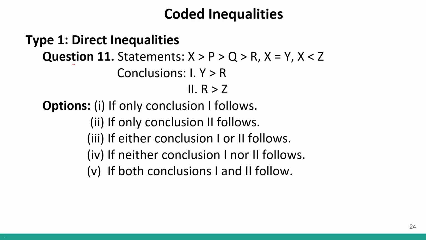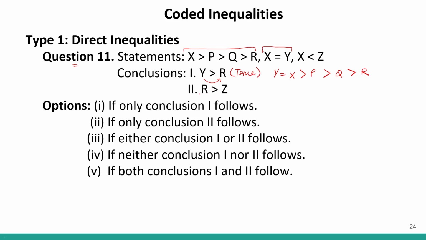Coming to question number 11. Statement and conclusions. First statement says that Y is greater to R. That means we will move from Y to R, correct? If I move from Y to R, I can see that Y is equal to X, and we have a relationship between X and R. So if I combine them, I can say Y is equal to X is greater than P is greater than Q, and Q is greater than R. So based on this information, I can say definitely that Y is greater than R. So this is true.